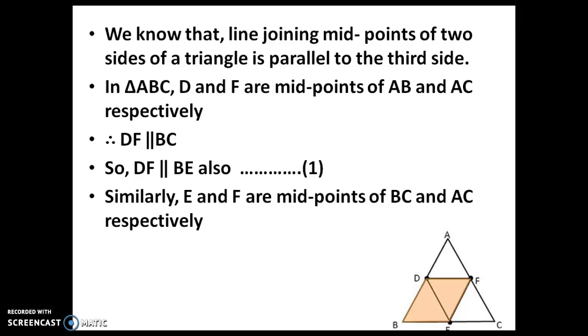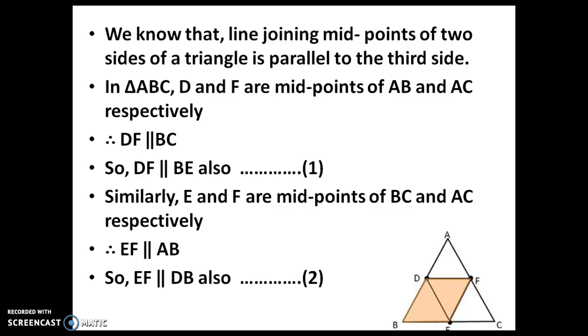Similarly, E and F are midpoints of BC and AC respectively. So we can prove that EF is parallel to AB. Obviously EF is parallel to DB because DB is a part of line AB. Is it not? So part of AB is DB. So this is parallel to this one.